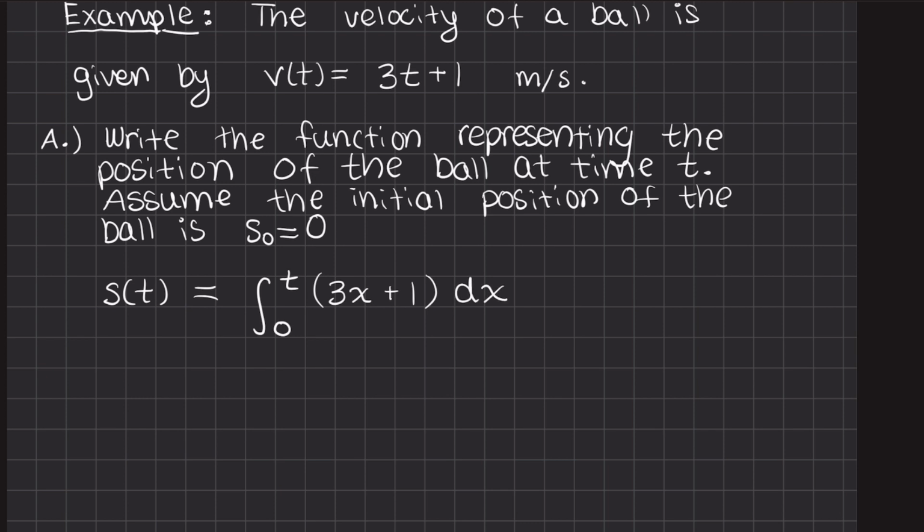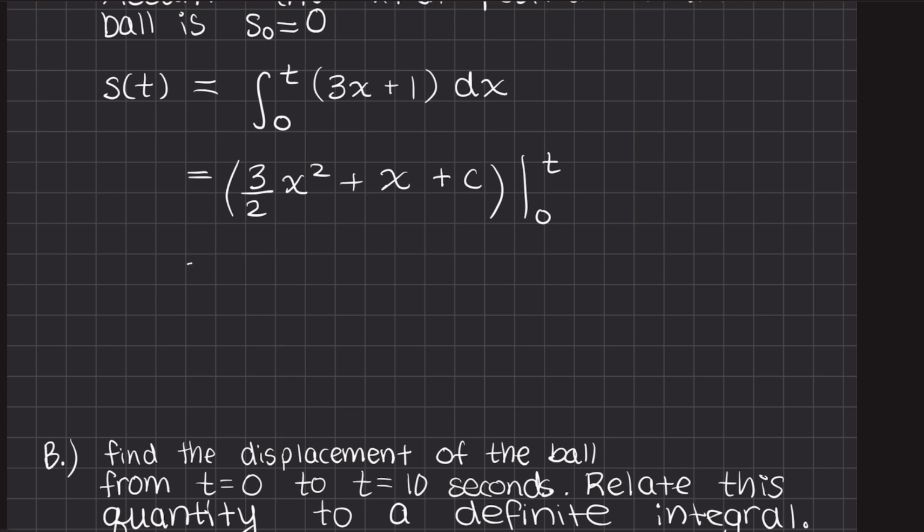And I'll take the derivative with respect to x. And so here, when we calculate the antiderivative, we get 3 over 2 x squared plus x, we might have plus some constant, from 0 to t. And when we go to plug in, we get 3 over 2 t squared plus t plus the constant. And then we're going to subtract off 3 over 2, 0 squared plus 0 plus c.